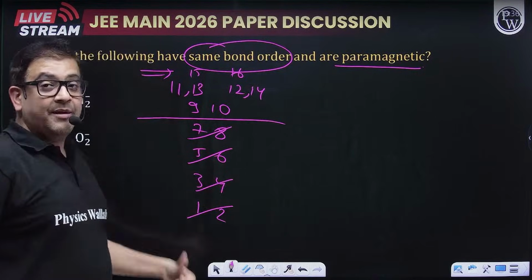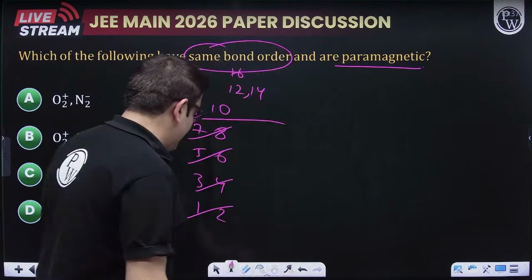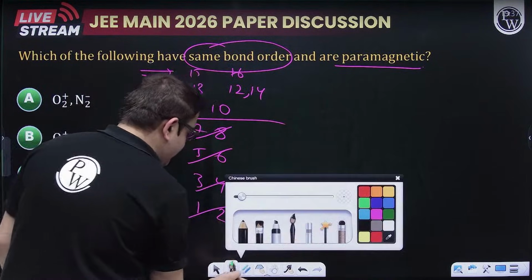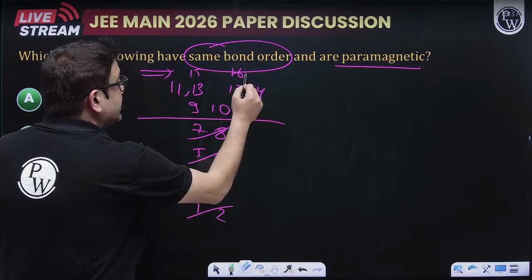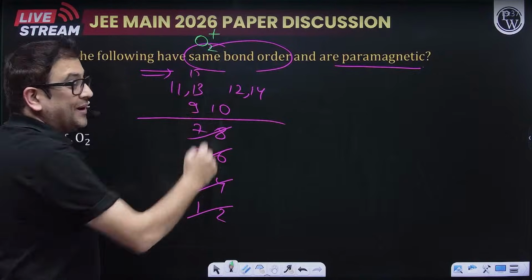So what I'm doing, let's say the first option, I'm doing for O2 plus. For O2 plus, what do you do? Sir, remove one electron. So let's say I'm removing this 16th electron. So this becomes the electronic configuration of O2 plus.